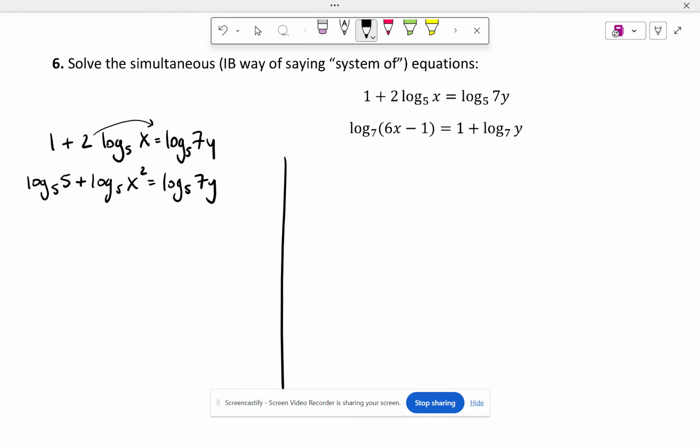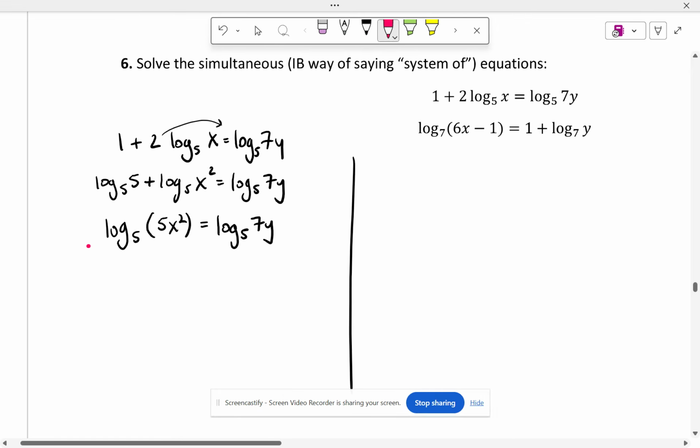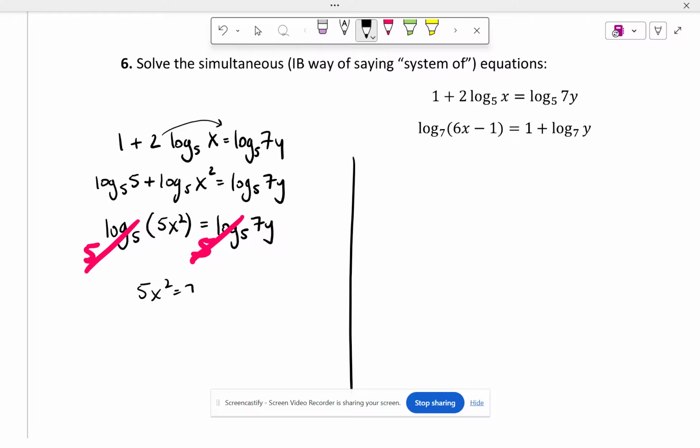I'm now going to combine the arguments of log base 5 of 5 plus log base 5 of x squared. The operation in between them is plus, so I'm going to multiply the arguments, and I've got log base 5 of 5x squared equals log base 5 of 7y. When we have a log base 5 on both sides, if I raise both sides to an exponential base of 5, everything comes out. Isn't that awesome? So now I'm left with 5x squared equals 7y.